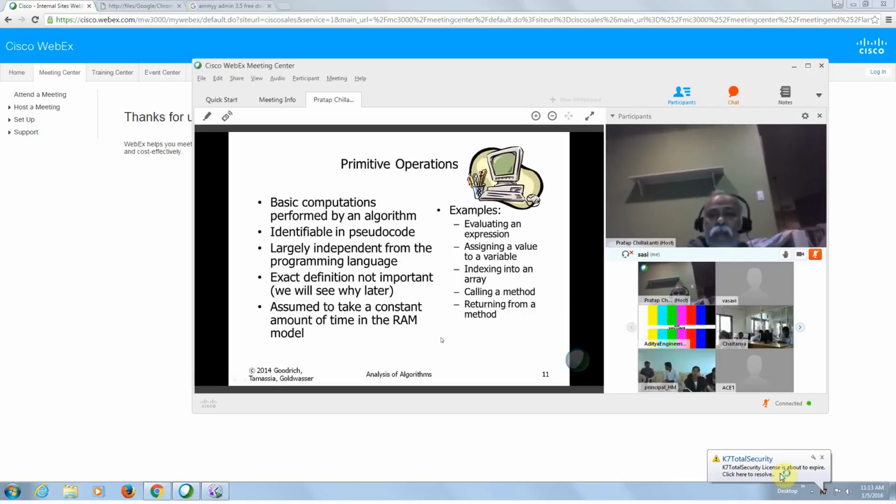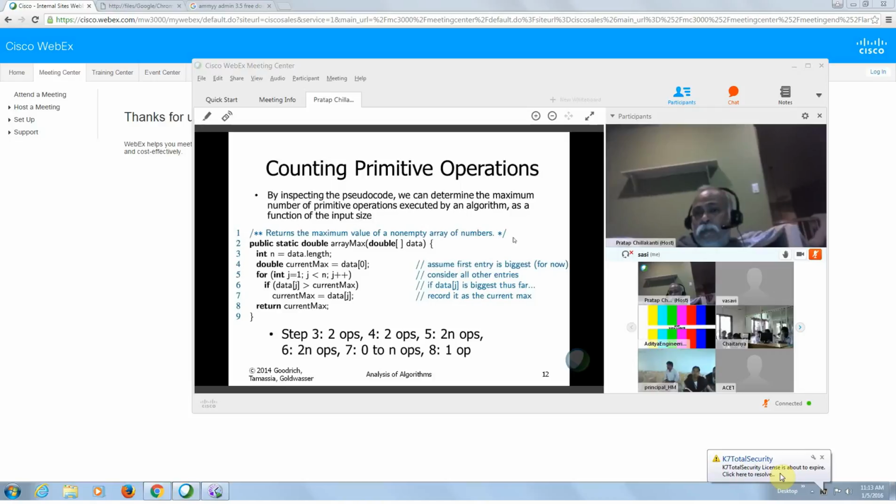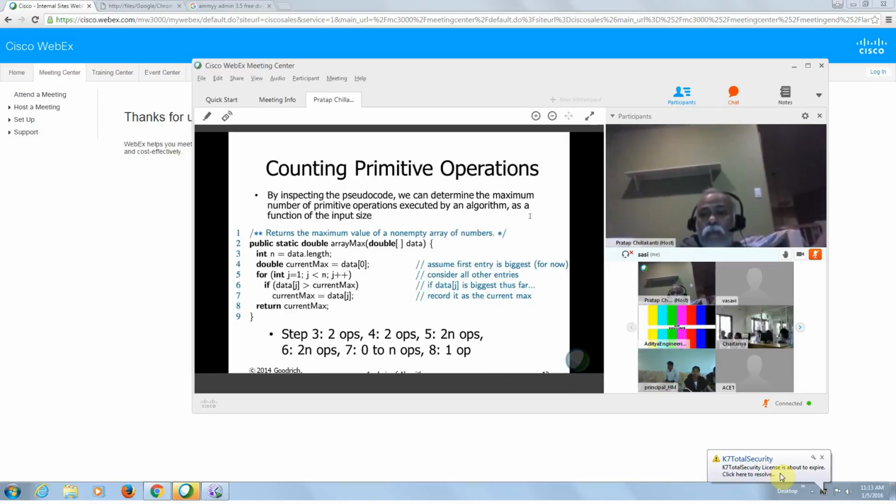Got it? So these are some examples. Now, how do we count them? We said these are the primitive operations, so how do you count them in an algorithm? Here is one example of counting. Let's look at this one. What are we saying here? There's a function here called public static double arrayMax(double[] data). So it is taking some kind of an array.